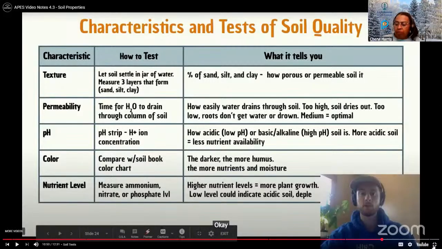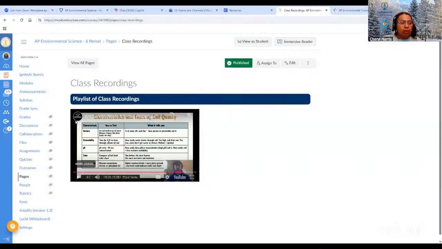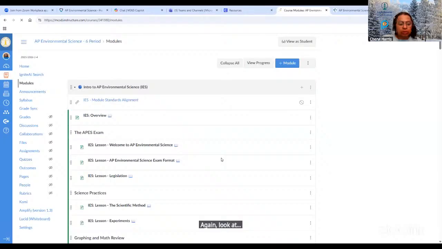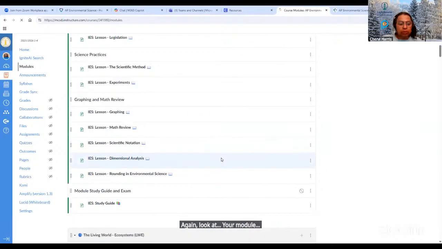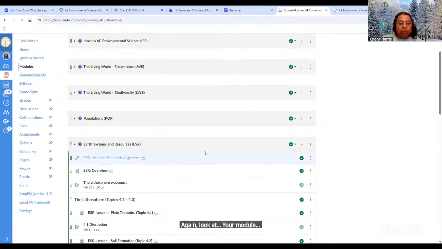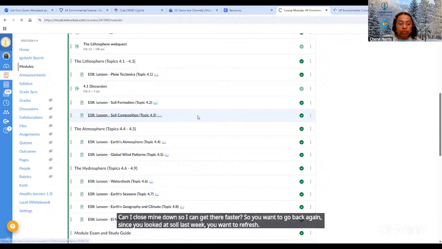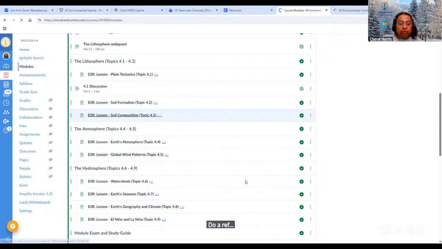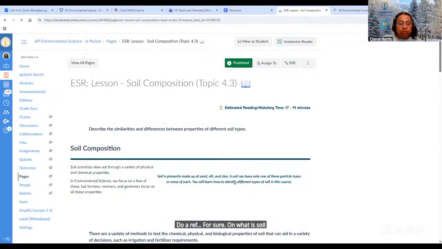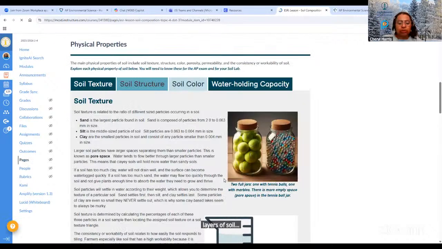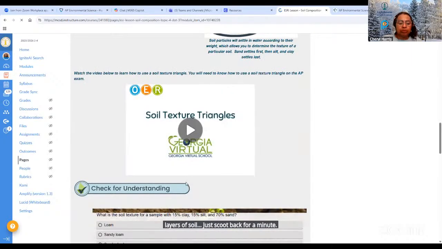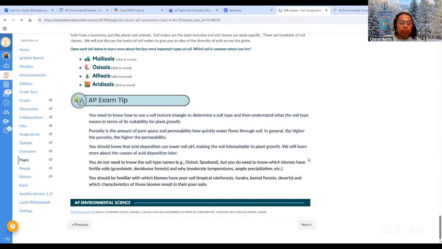Okay. In the meantime, again, look at your module. And I close mine down so I can get there faster. So you want to go back again, since you looked at soil last week, you want to do a refresher on what is soil. So we had layers of soil. Scoot back for a minute. I go back.